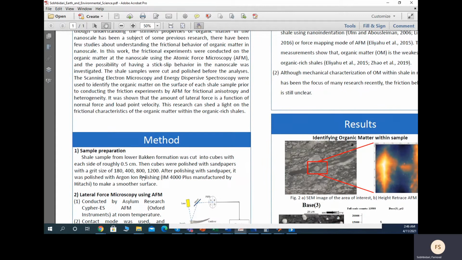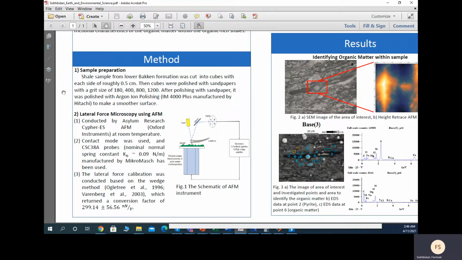For this work, I prepared shale samples from the lower portion of the Bakken Formation in North Dakota, and polished those samples with sandpapers up to the grit size of 1200. Then I used argon ion polishing for 3 hours.